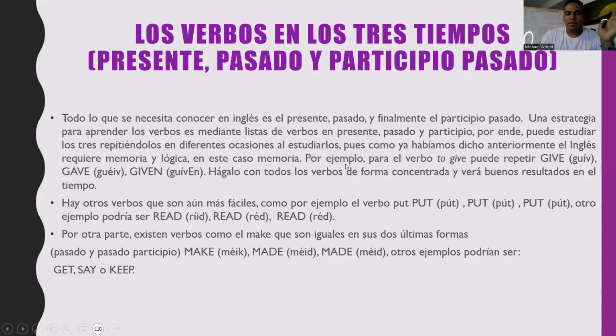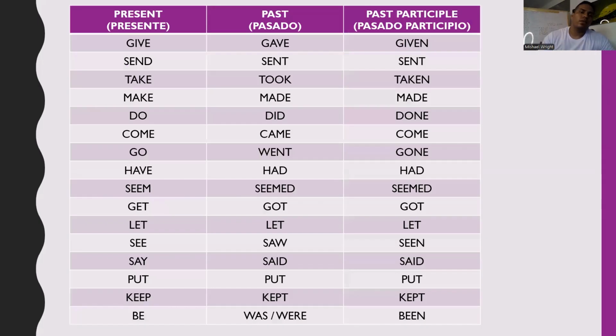You can say, for example, the different verbs for give. So to give, gave, given. Give, gave, given. Read, read, read. The pronunciation is different, but they are written similarly. So we have make, made. Look at it.